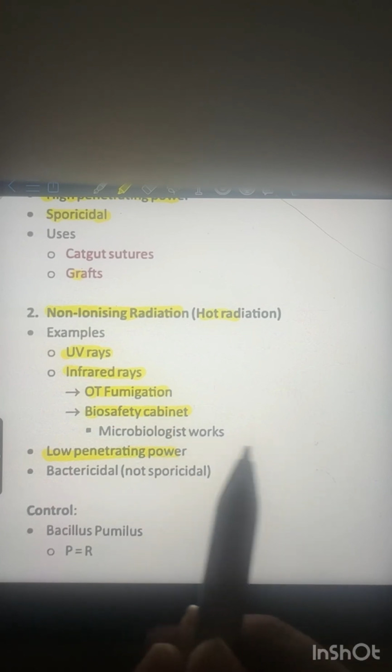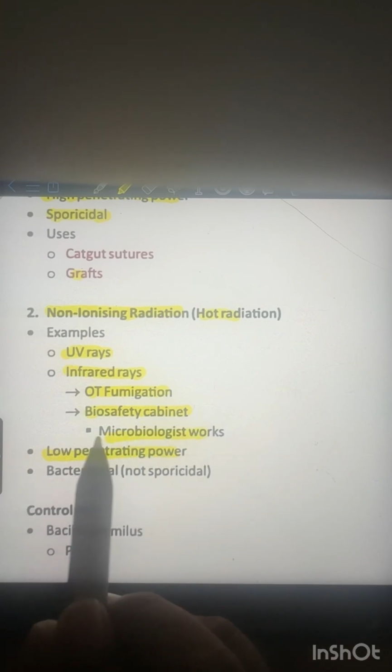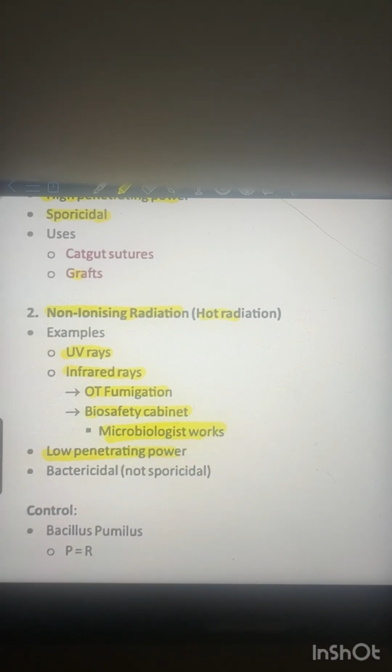Biosafety cabinets are present in microbiology labs, the ones in which the microbiologist is working. That is a biosafety cabinet. And second, in OT fumigation also this is utilized. Versus where do I use these X-rays, gamma rays and cosmic rays, or ionizing radiation? The question that you definitely get, two questions.